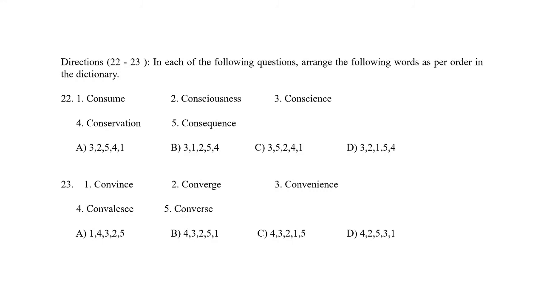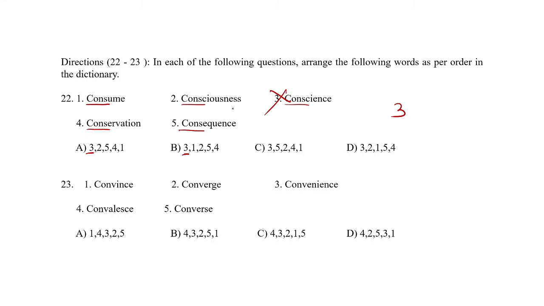Directions for 22nd and 23rd questions. In each of the following questions, arrange the following words as per order in the dictionary. Make these 5 words in a dictionary order. First of all, observe this. CONS is common in all words. All 5 words, CONS is common. Observe options. In all these 4 options, first one is 3. So confirm, first one is 3. Eliminate this third word.